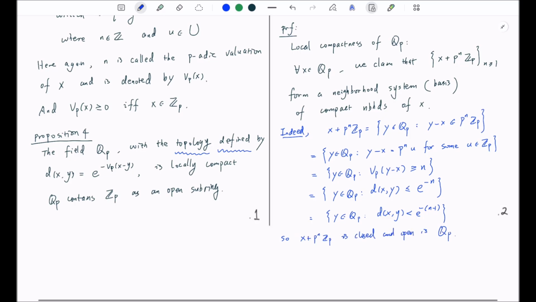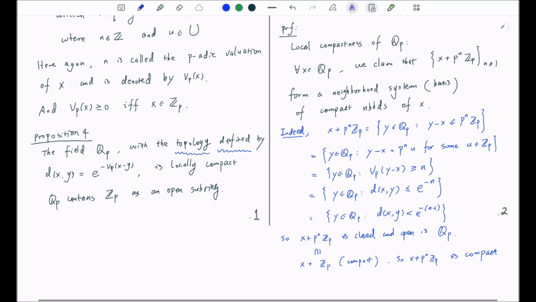And because x plus p^n Z_p is contained in x plus Z_p, which is a compact space. Z_p is compact. By the same proof, you can also see that x plus Z_p is compact. So x plus p^n Z_p, as a closed subset in the compact space, is also compact. And it is open as well. So it's a neighborhood of x. And all of them form a neighborhood system of compact neighborhoods of x.